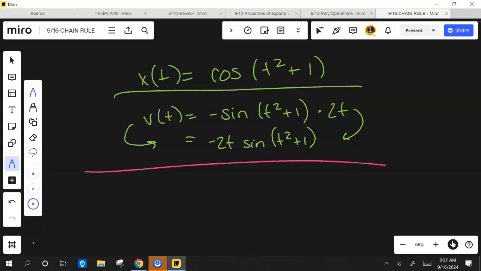All right, acceleration. How do you do that?